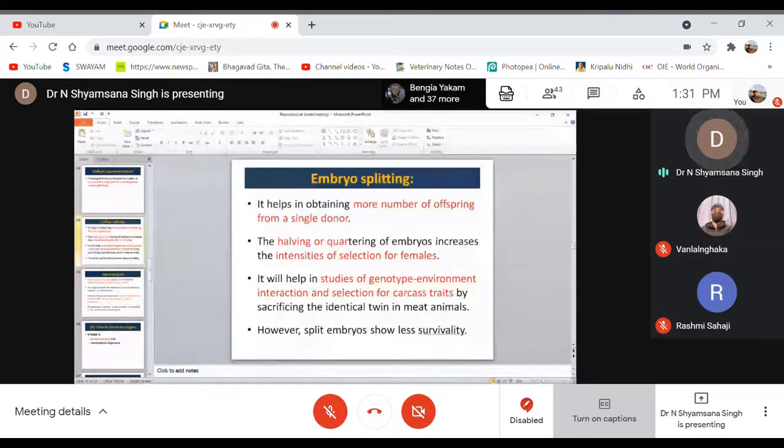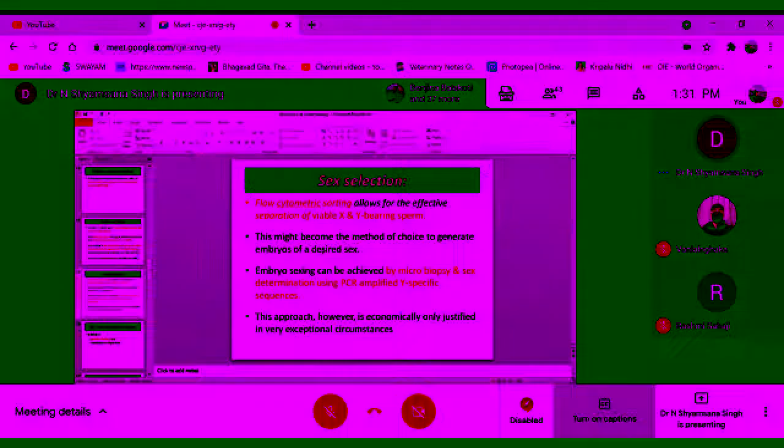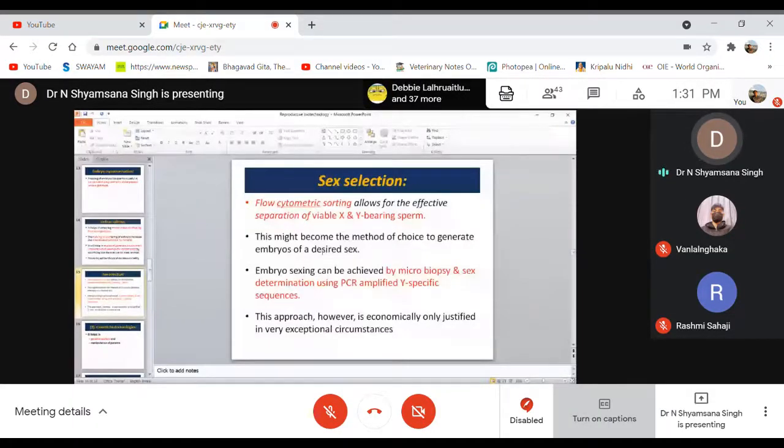Then sex selection here. With the development of flow cytometric sorting, we can sort the gametes which are having X or Y chromosomes. So this might be one of the methods for getting more number of female offspring. Then embryo sexing by microbiopsy, determined using Y-specific sequences.